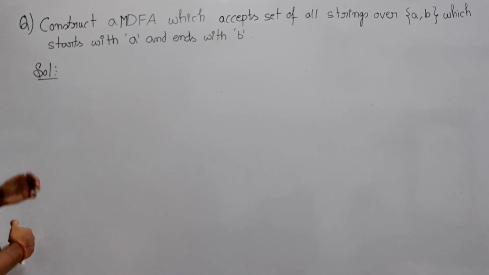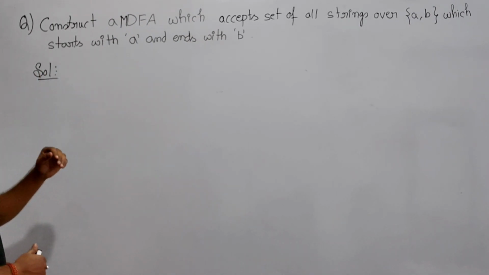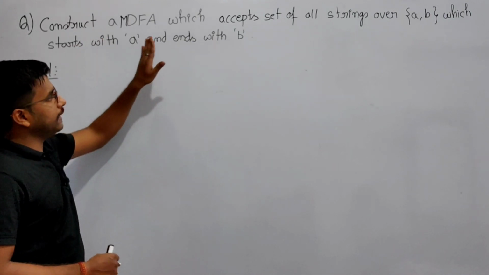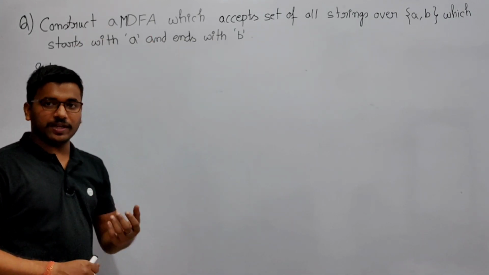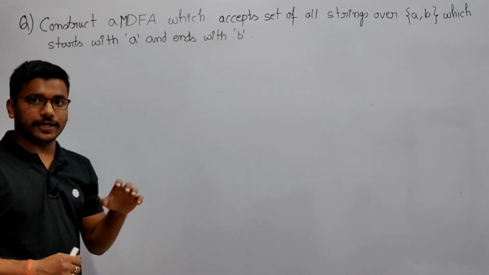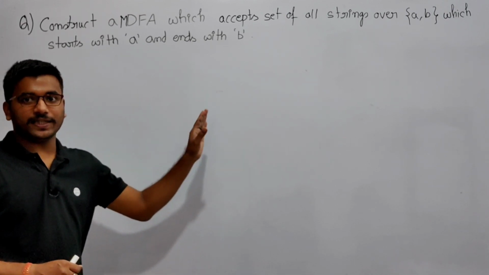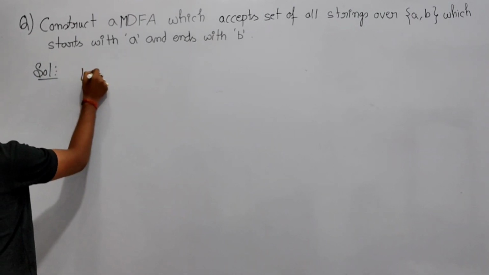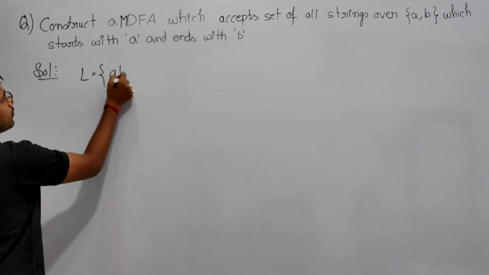Now see the question. It is saying: construct a minimal DFA which accepts the set of strings over {A, B} which starts with A and ends with B. Means you have to construct a minimal DFA for a language containing the set of strings starting with A and ending with B. So this language contains strings like AB. It starts with A, ends with B.